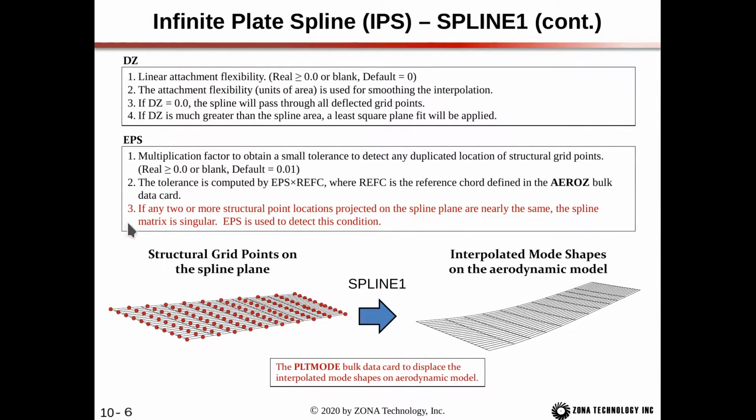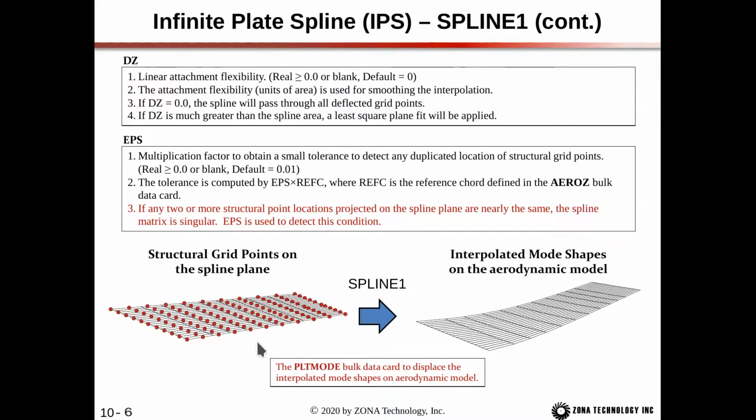So if we go to remark 3 here, if any 2 or more structural point locations projected onto the spline plane are nearly the same, then the spline matrix becomes singular. So epsilon is used to detect this condition. And the way we calculate the tolerance, it's epsilon times ref C, where ref C, of course, is the reference chord defined by the AEROZ bulk data card.